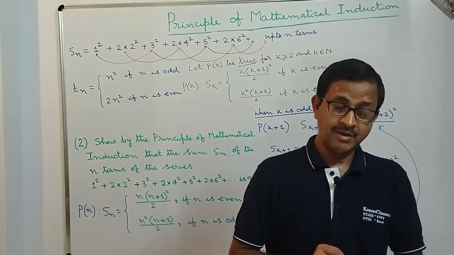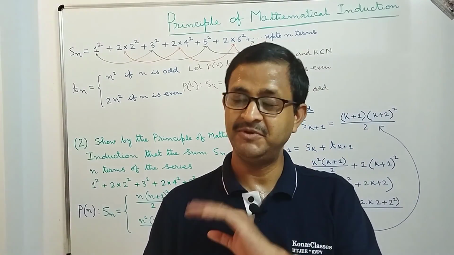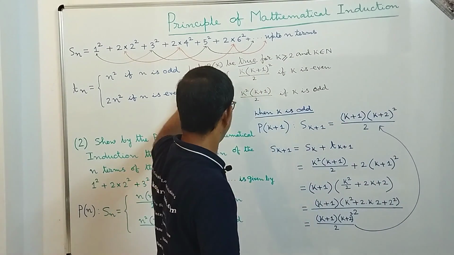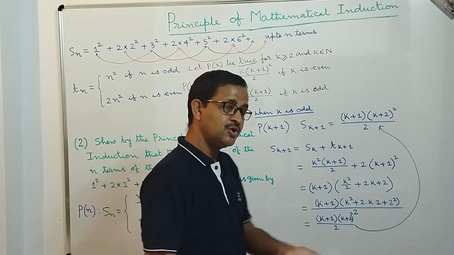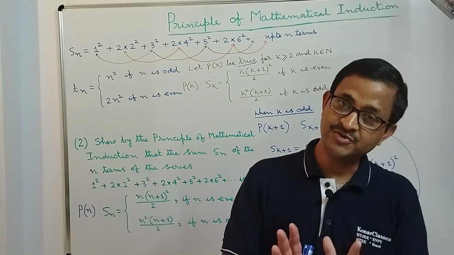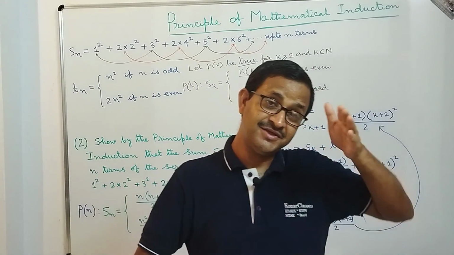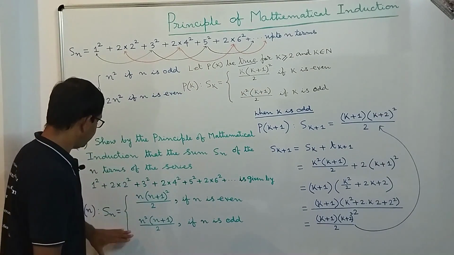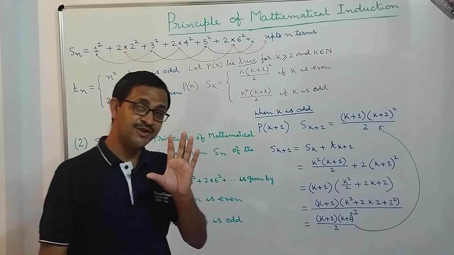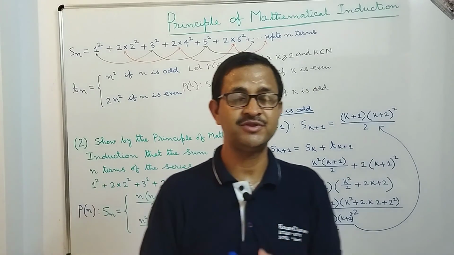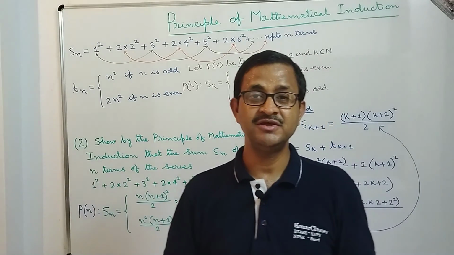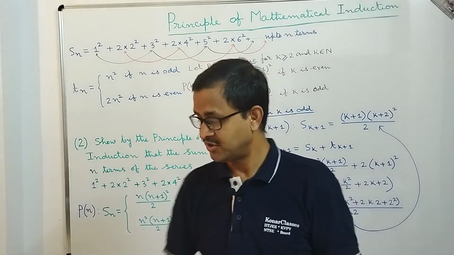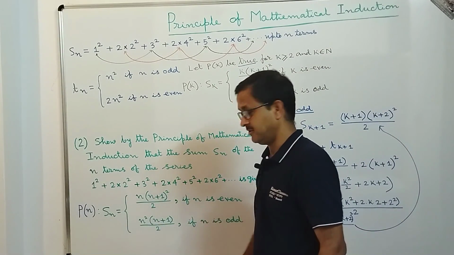So what we have achieved, dear students, first we prove that p1 is true, then we assume that pk is true, and based on that assumption we prove that pk plus 1 is true in both the cases, when k is even and k is odd. So that's why I took this particular example, so that you know that when you get this kind of question and you need to prove by using the principle of mathematical induction, you need to consider both the branches, one for even, one for odd, okay.